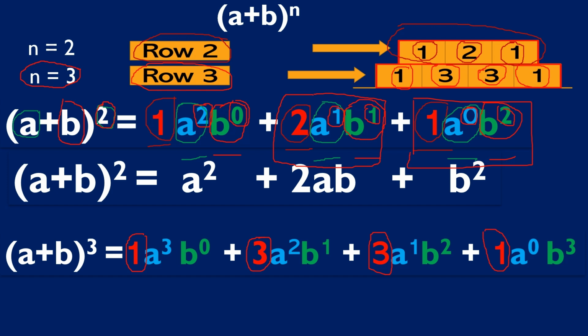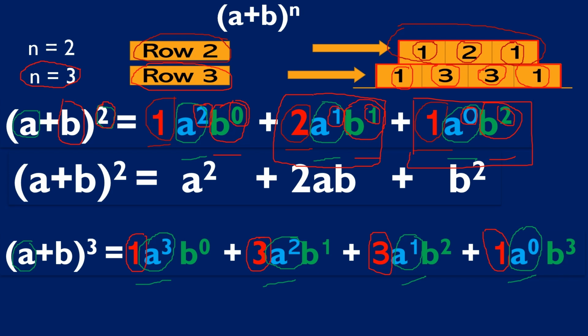Now, for the a component, we raise it to the power of 3. And then as we go to the right, it becomes a raised to the power 2, then a raised to the power 1, and finally a raised to the power 0. So it starts with the power 3 and reduces to the power of 0. So a raised to the power 3, a raised to the power 2, a raised to the power 1, and then a raised to the power 0.